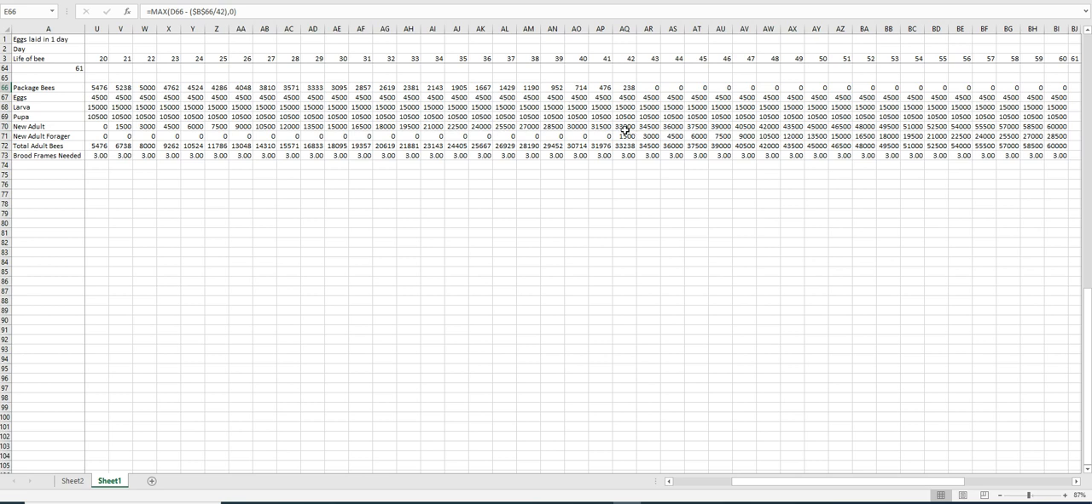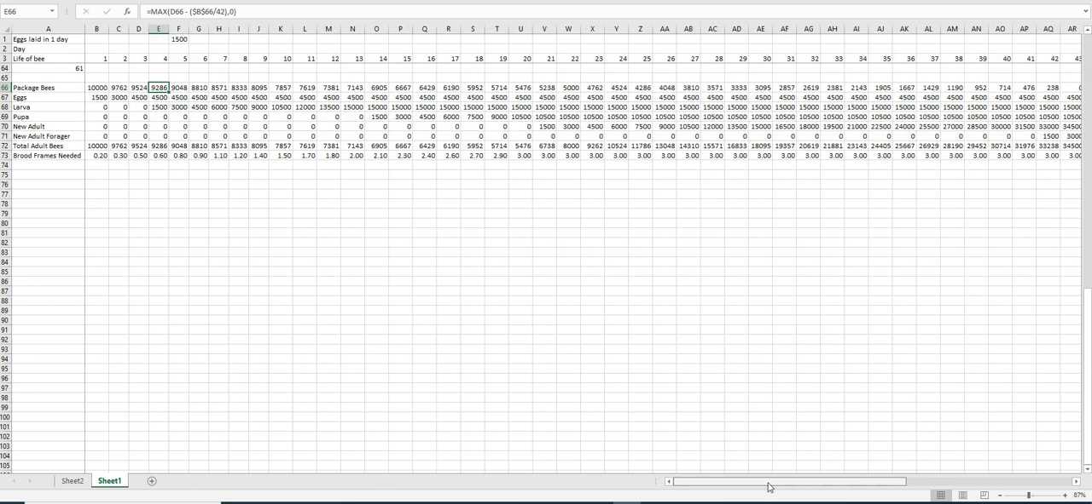But what I think is interesting here is that your package bees are dwindling, and you really don't have any foragers. You've got lots of adult bees coming out, but yet those may or may not be foragers. So I just wanted to see this for myself. I wanted to see how the hive grows based on the numbers that were given. So I put this together.